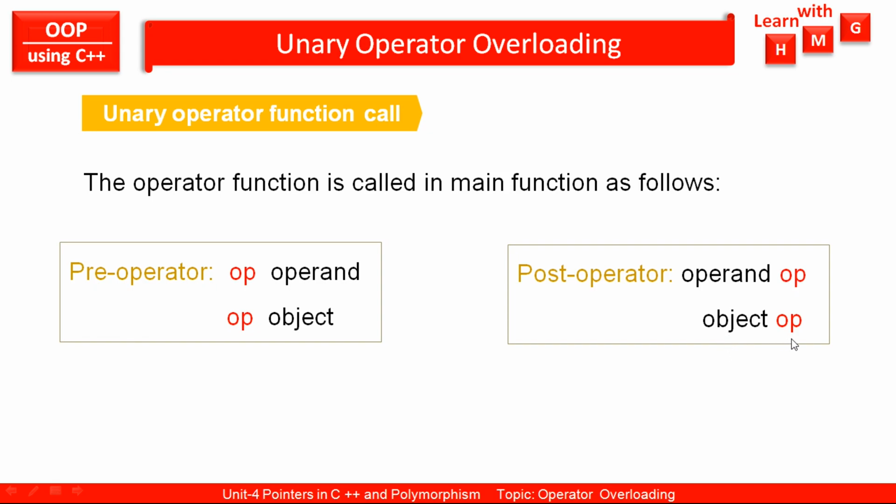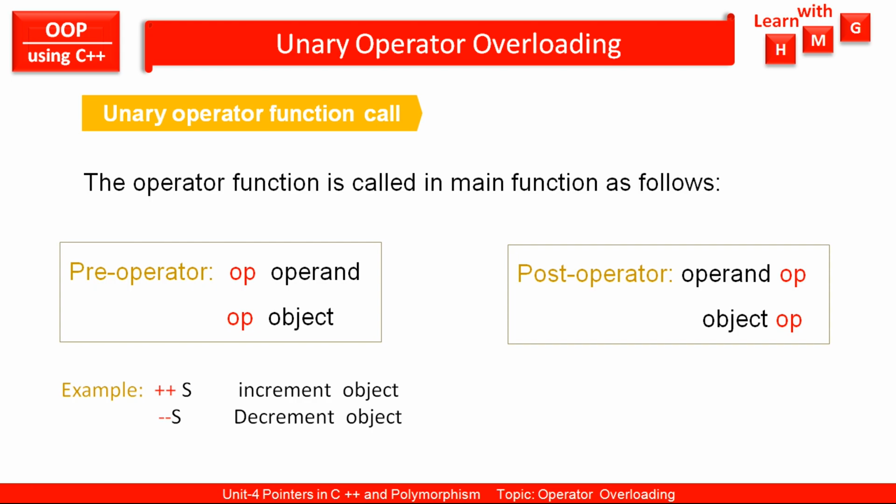Let us understand with the help of an example. So here is the example of the pre operator, that is ++s and --s. Here s is nothing but the object name, and in the first example the s object is incremented by 1, and in the second example s is decremented by 1. So ++s means increment the object, --s means decrement the object. This is the pre-increment and pre-decrement operation performed here.